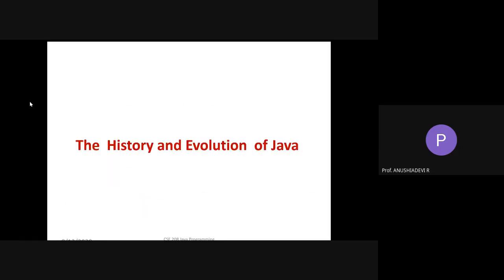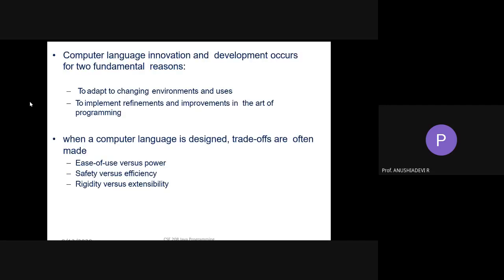So directly we get into the concept, the history and evolution of Java. Day by day, some new concepts are introduced in programming languages. The reasons for that are to adapt to changing environments and users, and to implement refinements and improvements in the art of programming. Because of these two reasons, programming languages change day by day.